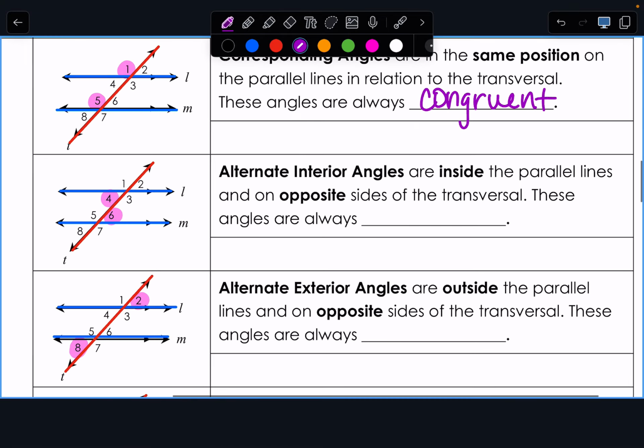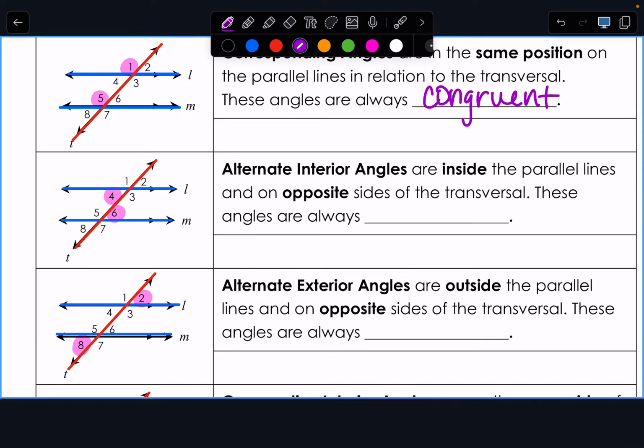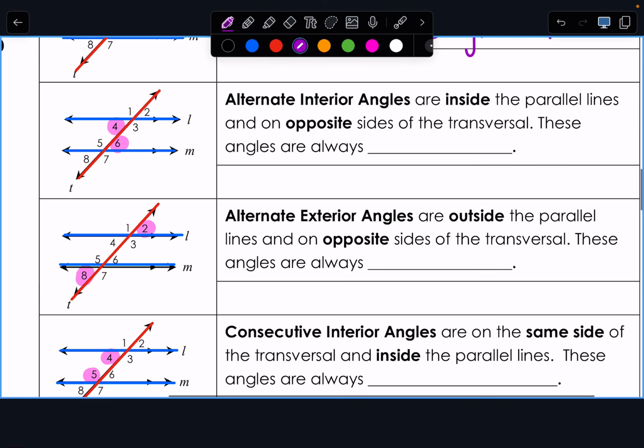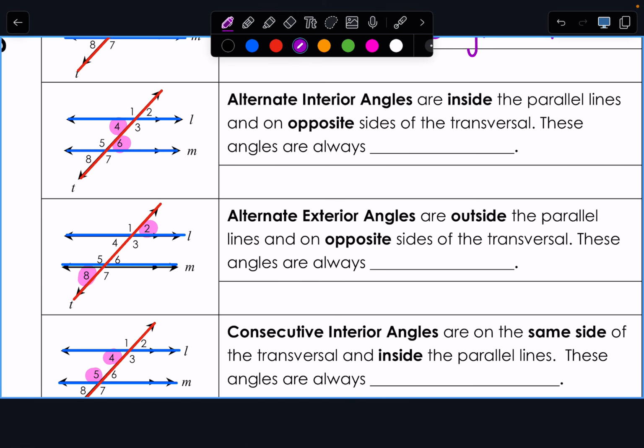Okay. Next. Congruent means what? The same. Okay. Next, I want you to find a new spot on your patty paper, and I want you to trace angle 4.